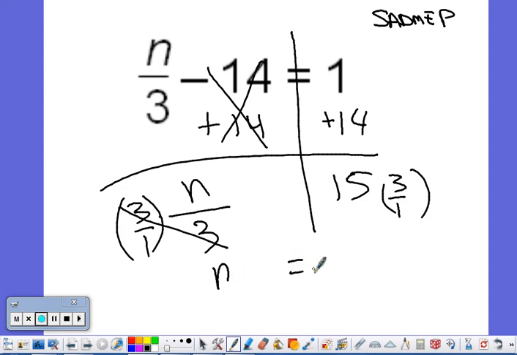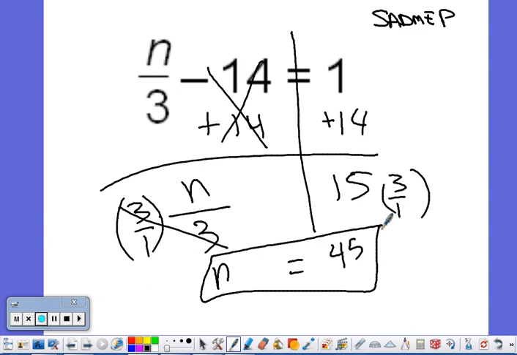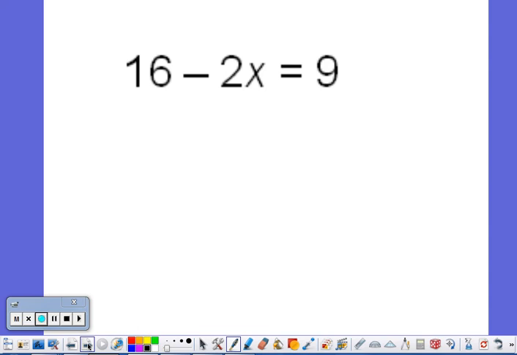n is equal to, well, 15 times 3 is 45. Again, there's my solution. Make sure you check your work. Make sure you check your work. Next problem. I have 16 minus 2x is equal to 9.